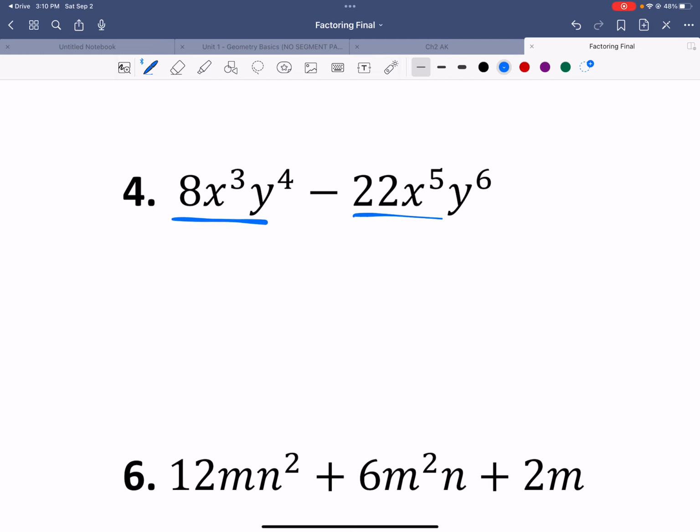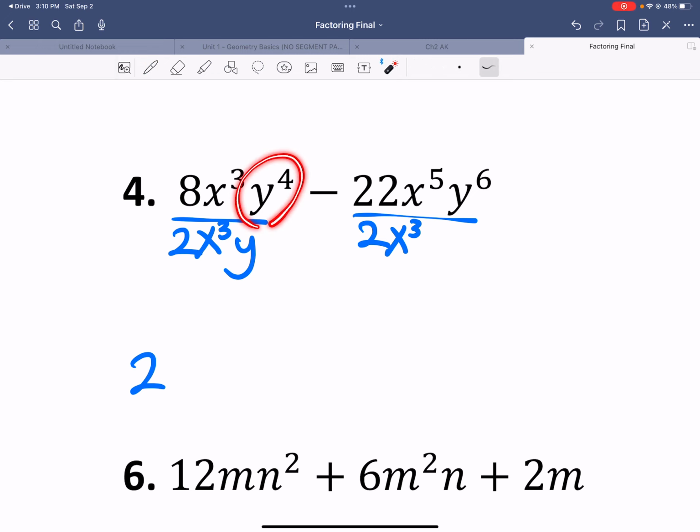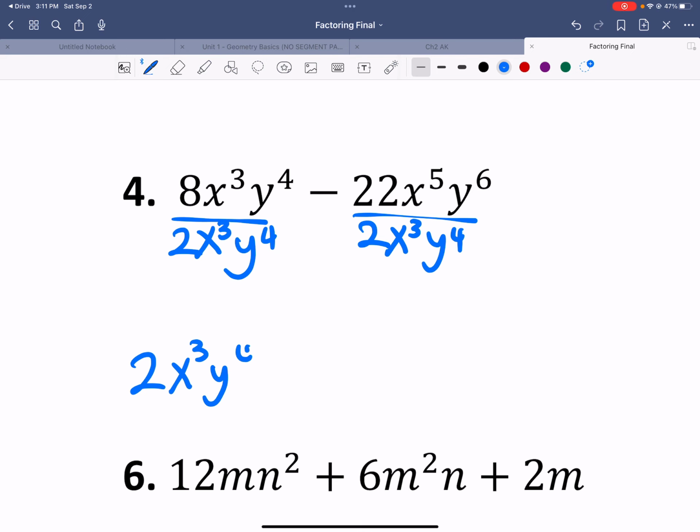So we already know 2 is the GCF, so I'm going to take out 2. Let's see how many x's I can take out. We have x to the 3rd power and x to the 5th power, so it seems I can take out up to x to the 3rd. For the y, I have 4y, y to the 4th power, y to the 6th power, so it looks like I can take out y to the 4th from each one of them. So 2x to the 3rd power y to the 4th power, that's going to be your GCF.